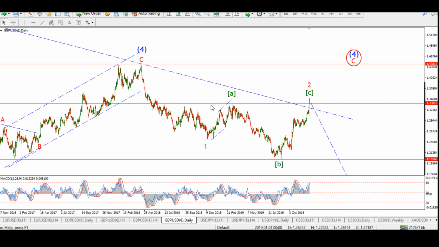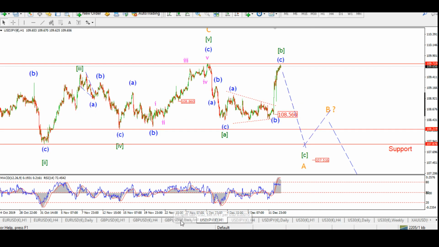So if this is an impulse pattern complete, then we should be turning down now. I think we have 5 waves complete here, which does suggest at least a short-term turn lower. If it's 5 waves complete in wave C, which I think it is, then it'll be a longer-term turn to the downside. Okay, let's get into dollar yen here.